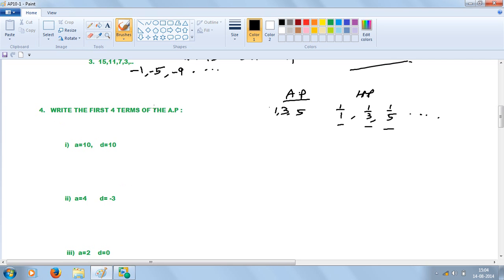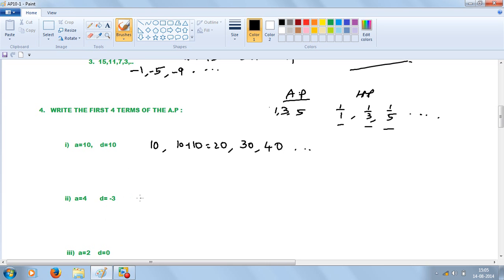So we'll write the first four terms. The first term is 10. The next term is A plus D, 10 plus 10, that is 20. Next term is 30, 30 plus 10, 40, and so on.